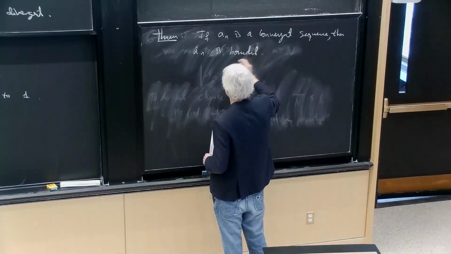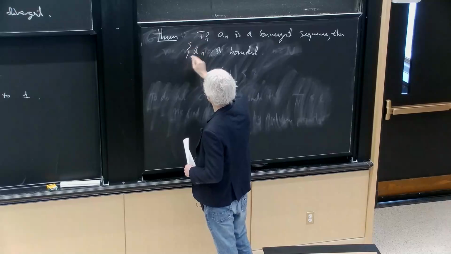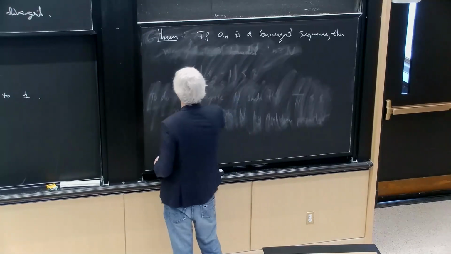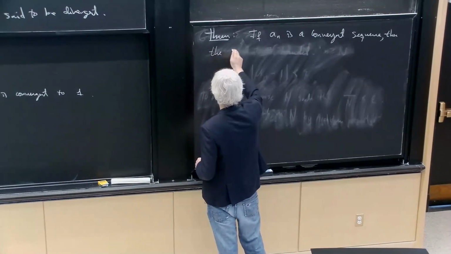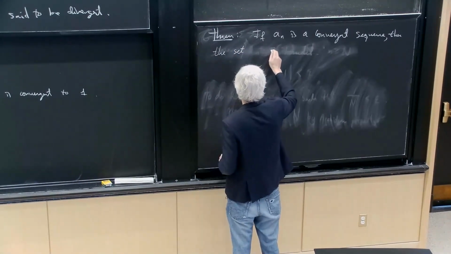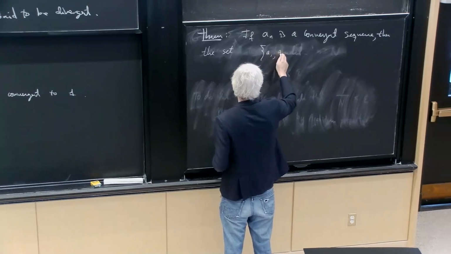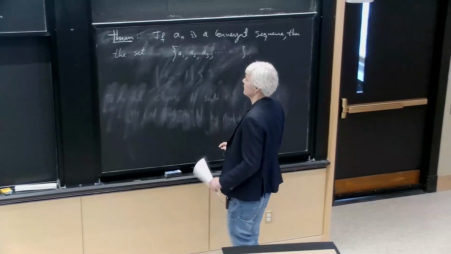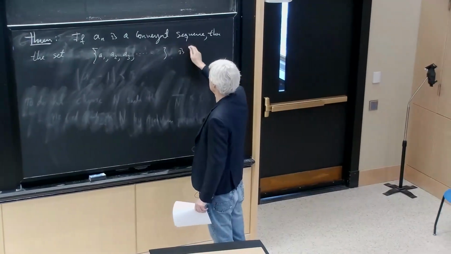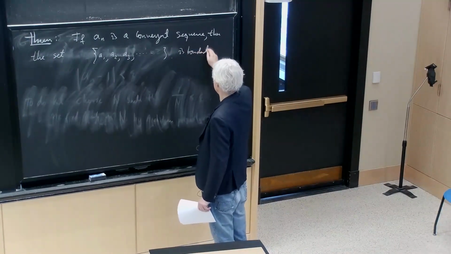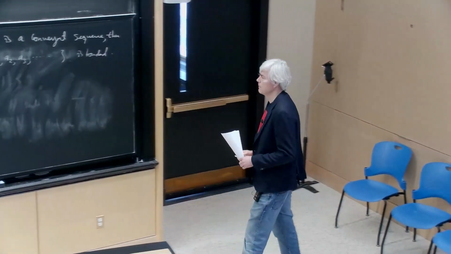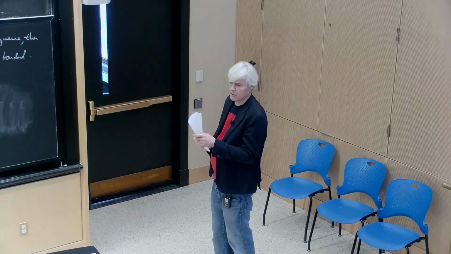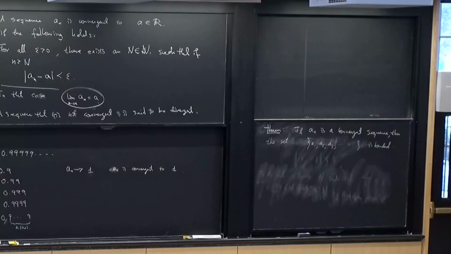Sorry, let me explain what I mean by that. I mean that then the set A1, A2, A3, etc., this set here, is bounded. It's not enough to be bounded to be convergent, but it is a necessary criterion.